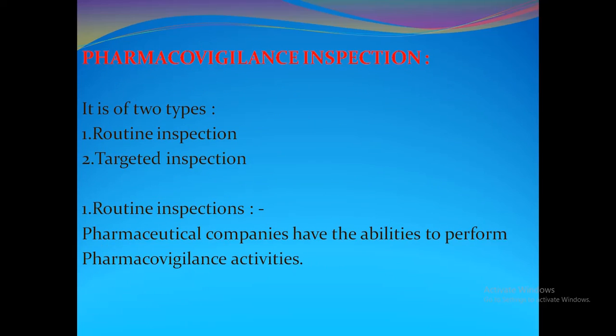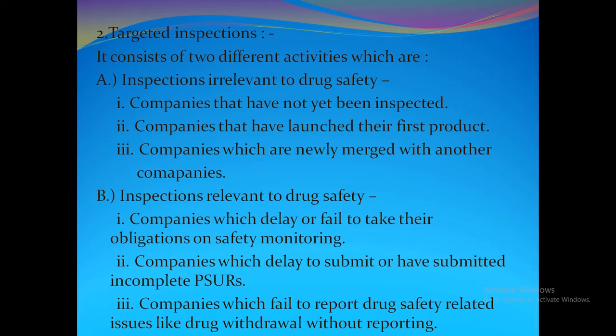Now coming to the next point, pharmacovigilance inspection. It is of two types, routine inspection and targeted inspection. Routine inspection: pharmaceutical companies are checked for their ability to perform pharmacovigilance activities. Targeted inspections consist of two different activities, which are inspections irrelevant to drug safety.